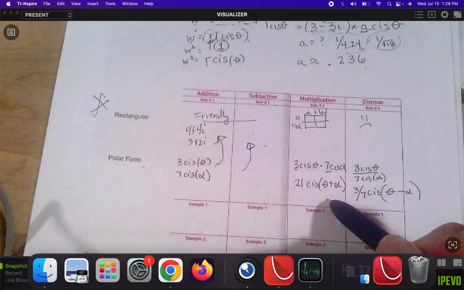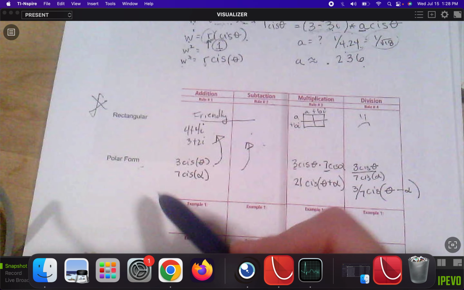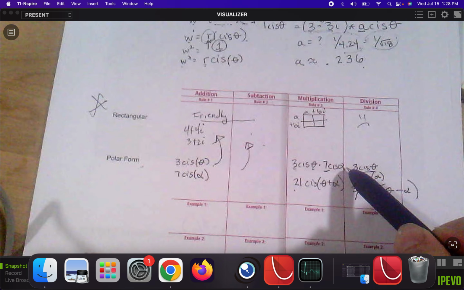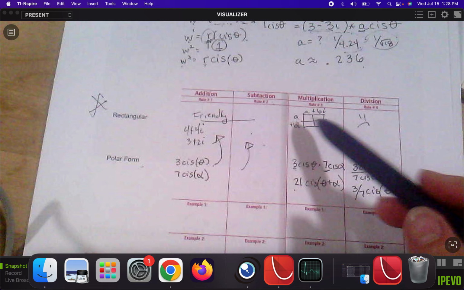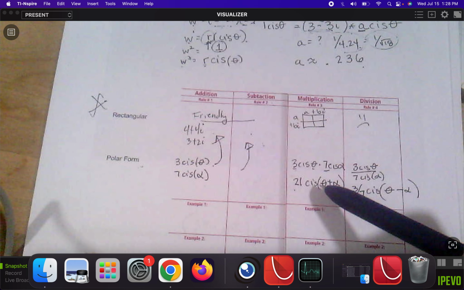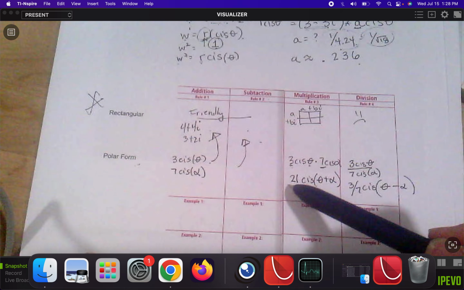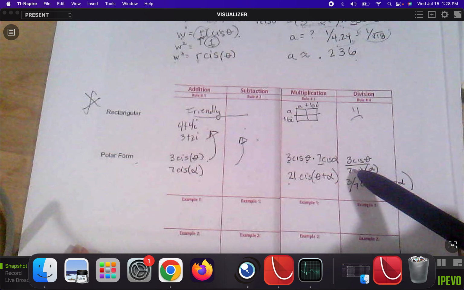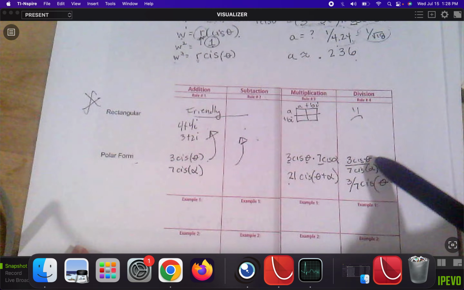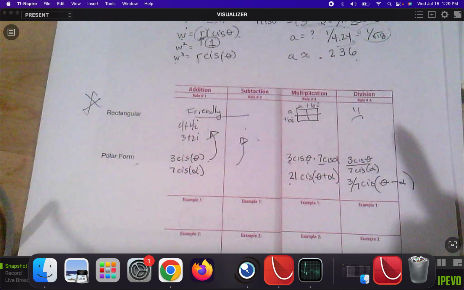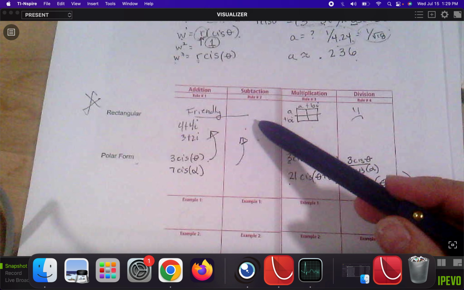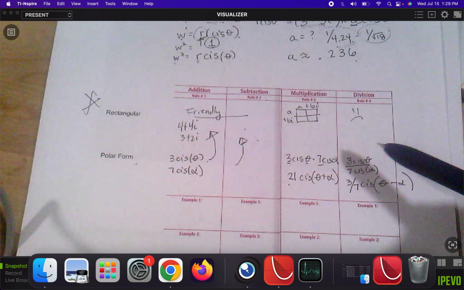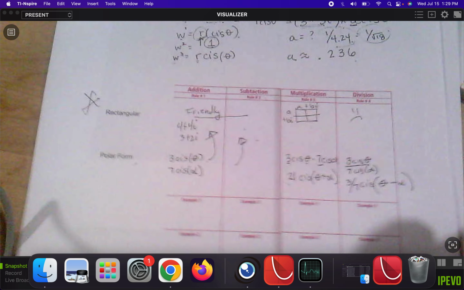But multiplying in polar form is friendly. 3 times 7 is 21. If this is theta and this is alpha, we're just going to add them together. So whereas here it was not friendly, here things become very friendly. We're just multiplying and adding. Here, on the other hand, 3 over 7, just leave it as a fraction, and then we're just going to subtract these. So the big idea here is knowing which forms are easiest for adding, subtracting, multiplying, and dividing.